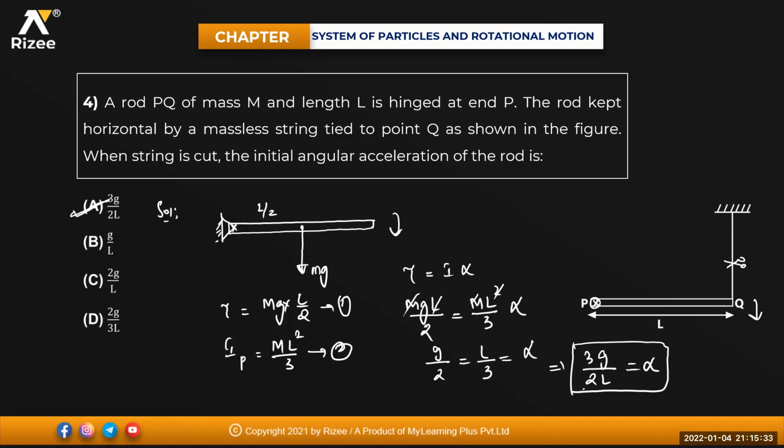The rod PQ of mass M and length L is hinged at the end, point P. The rod is being kept horizontal. That means it is hinged at point P, that means fixed. When you cut it, it will fall down with an angular acceleration alpha. That value of alpha is being asked.